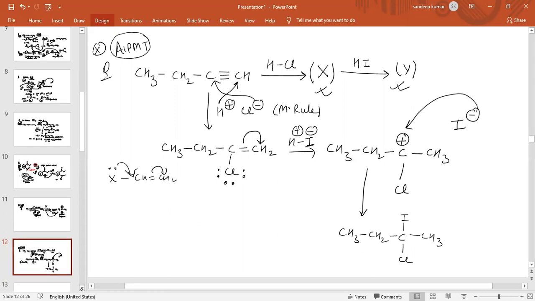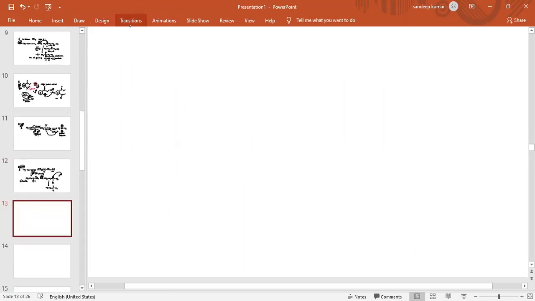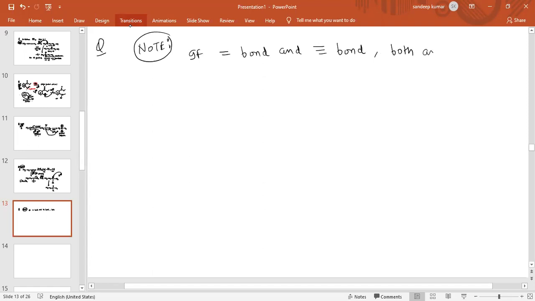Now see another question. Now the question is, if the same compound contains a double bond and a triple bond. So note this as a very important question. If both double bond and triple bond are present in the same compound, then what happens?